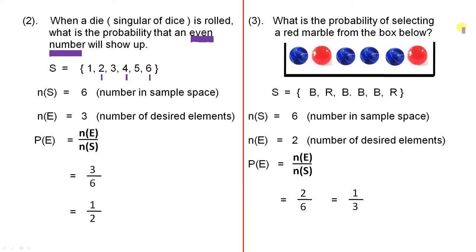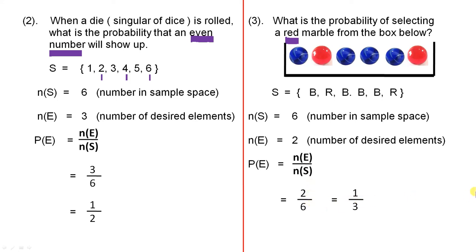Third example. What is the probability of selecting a red marble from the box below? The sample space: blue, red, blue, blue, blue, red. NS is 6, that is the number in the sample space. There are 6 of them. The number of desired elements is 2, because we want a red marble, and there are only 2 of them. So PE equals NE over NS, which is 2 over 6, which is 1 over 3.